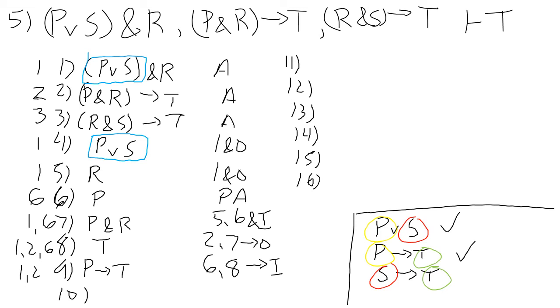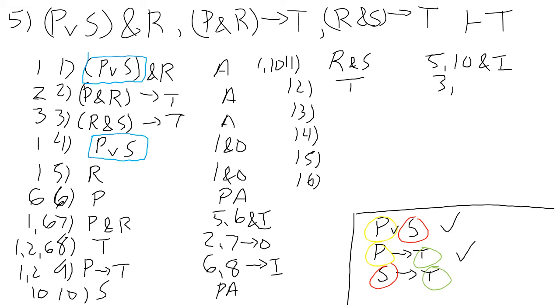Now we just need to do the same exact thing for this S arrow T. We'll assume S, and we can mark that as PA. And then we can ampersand in the R from 5 and 10, ampersand in. 5 and 10, we'll have 1 and 10. Then we can get our T out from 3 is our conditional statement, and 11 is our antecedent. So that would be arrow out.